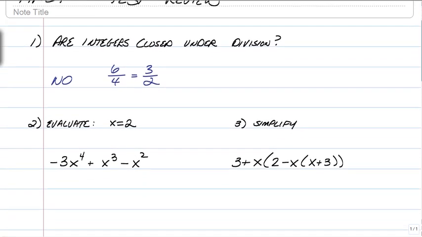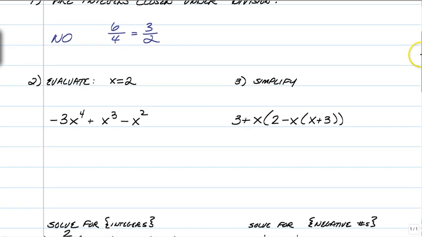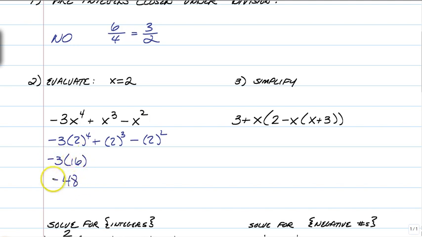Evaluating. To evaluate, all you have to do is substitute in the given value into your variables. -3 times 2 to the 4th power plus 2 to the 3rd power minus 2 squared. So 2 to the 4th power is 16, so -3 times 16 is going to be -48, plus 2 cubed is 8, minus 2 squared is 4. So, final answer, -44. Done.